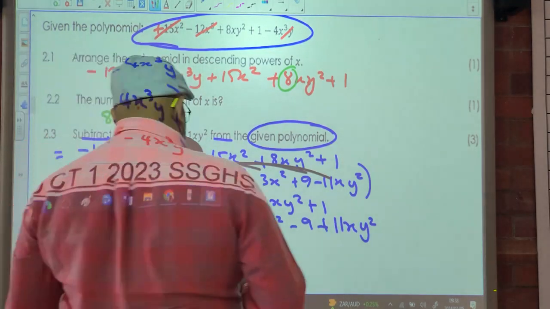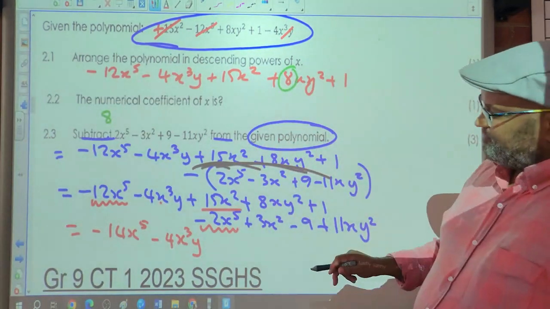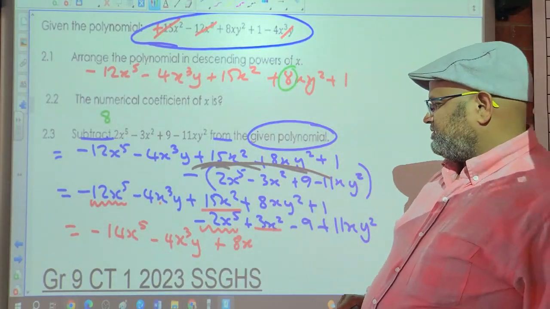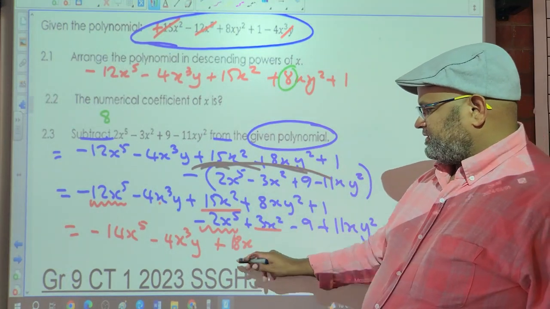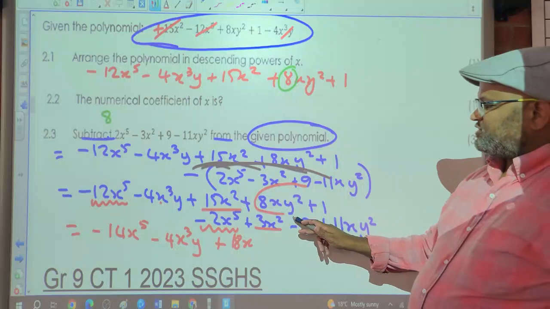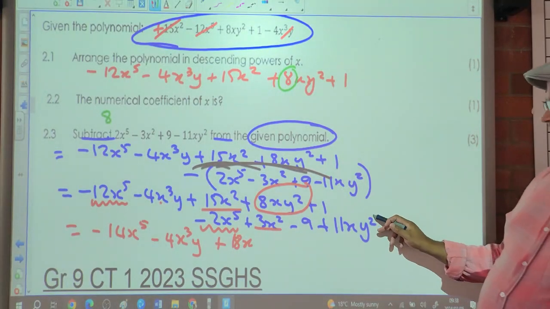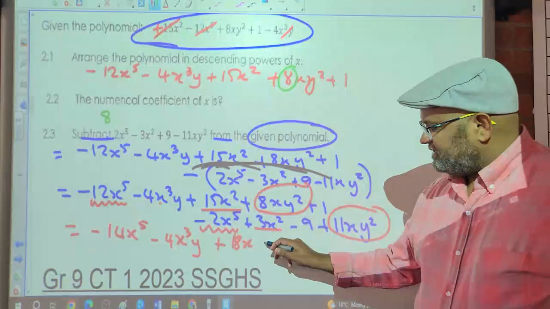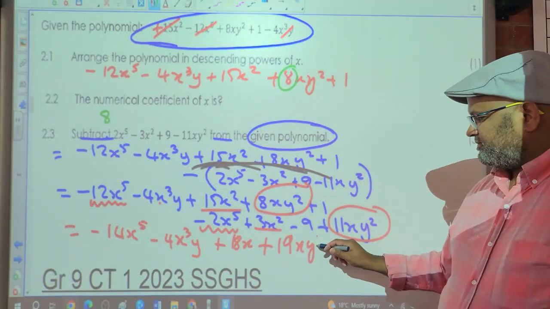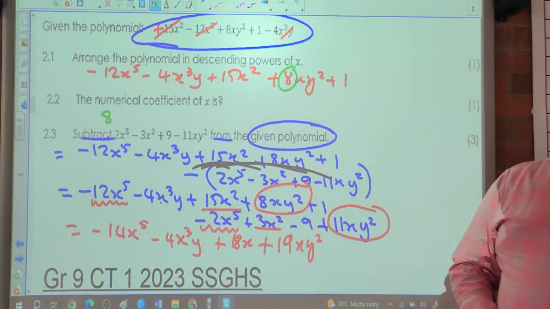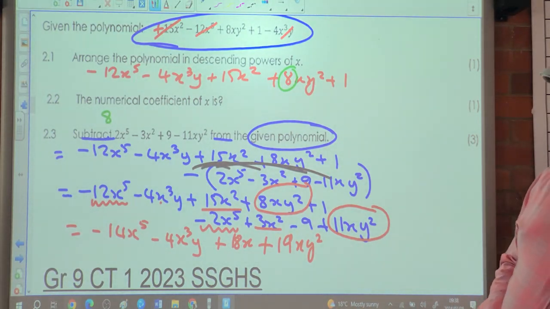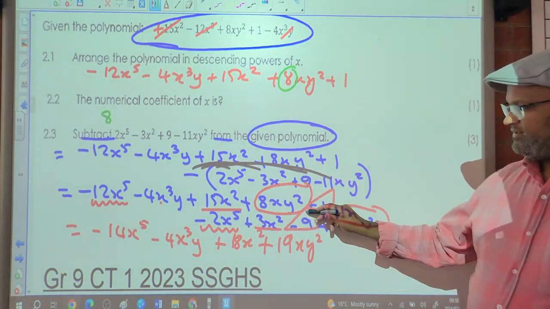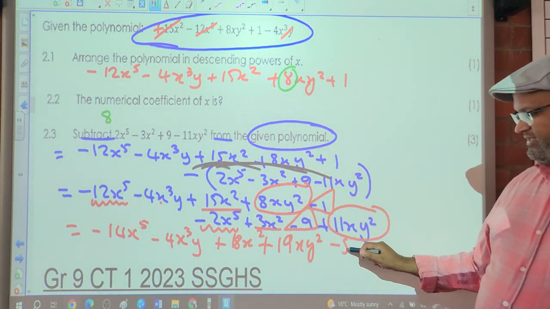Then I got 15x squared is a like term to 3x squared. What's 15x squared plus 3x squared? 18x squared, not so? Yeah, sorry about that. And then 8xy squared is a like term to 11xy squared, not so? And what is 8xy squared plus 11xy squared? 19xy squared. Sorry about that. And of course this one is a like term to that one then. So what is 1 minus 9? Negative 8.